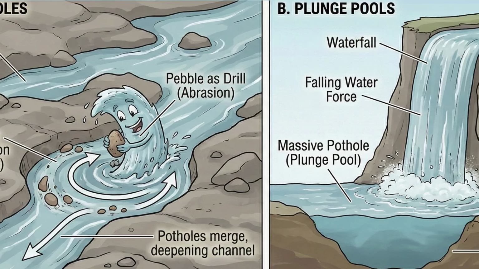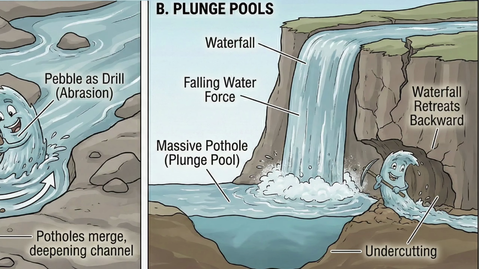At the foot of waterfalls, the force of the falling water creates massive potholes called plunge pools. These pools undercut the waterfall, causing it to collapse and retreat backward over time.